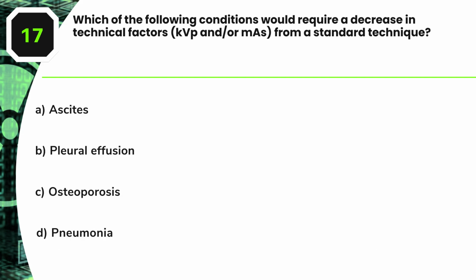Question 17. Which of the following conditions would require a decrease in technical factors, kVp and/or mAs, from a standard technique? A. Ascites. B. Pleural effusion. C. Osteoporosis. D. Pneumonia.